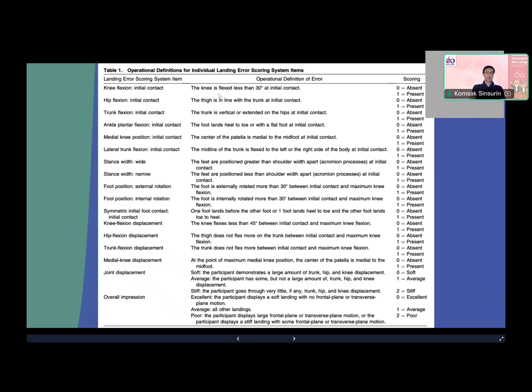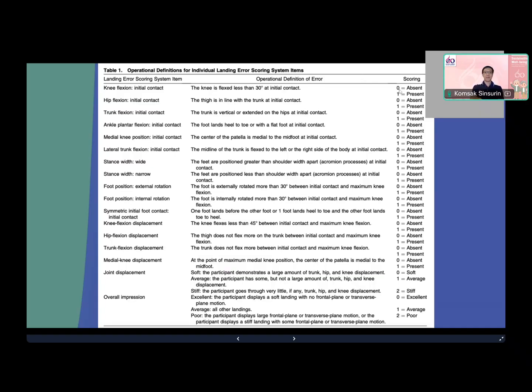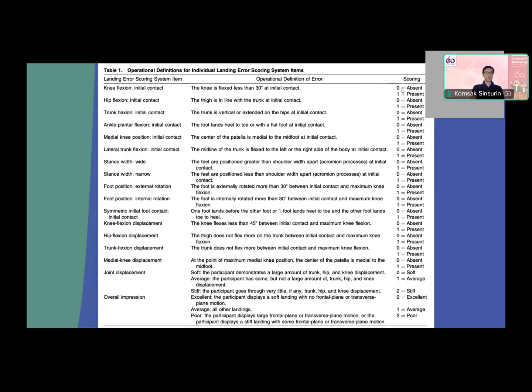If the knee is flexed less than 30 degrees at the initial contact, we give a score of 1. But if the athlete contacts the ground with more than approximately 30 degrees of knee flexion, we give a score of 0. So this is an example.